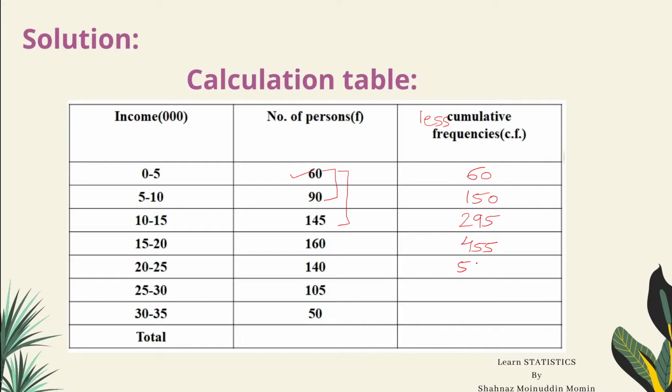Similarly, next one is 455. Next, 595. 595 plus 105 is 700. 700 plus 50 is 750. Here the total number of frequencies, number of persons we have considered are 750 persons.